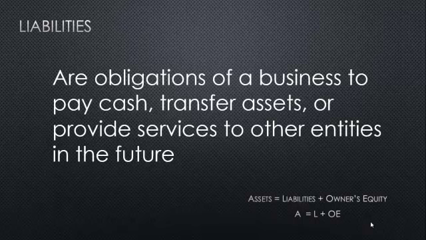Liabilities are obligations of a business to pay cash, transfer assets, or provide services to other entities in the future. Okay, so let's break this down a little bit. We've got pay cash. So that is an accounts payable. We want to pay that cash. Maybe we need to transfer some assets, so we owe assets to someone else.